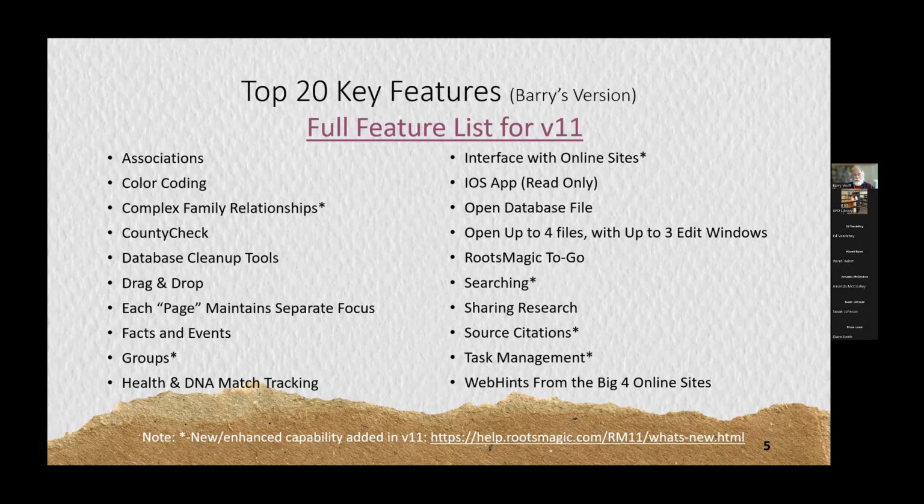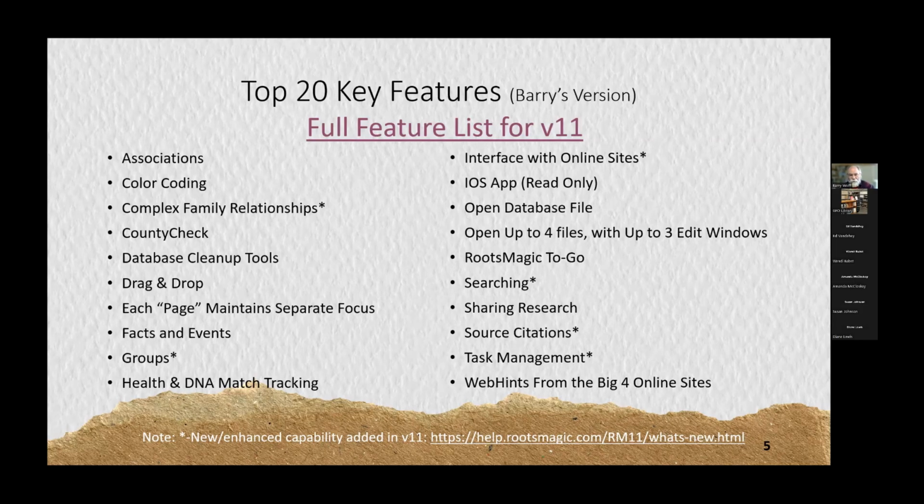RootsMagic provides several ways to share your research with others. There are over 40 different built-in report and chart types, plus a custom report capability that allows you to create tailored lists of information. In addition to printing reports or saving them as PDF files, they can also be saved in several other file formats for editing using third-party software. Word and text files for document reports, Excel and comma-separated variable files for list reports, SVG, which stands for Scalable Vector Graphics, files for charts.